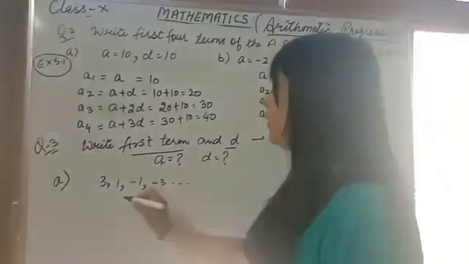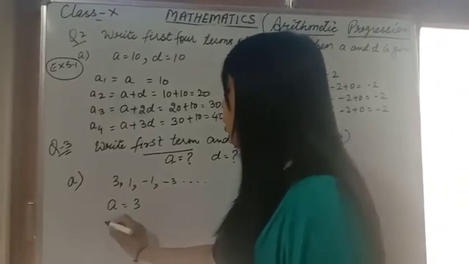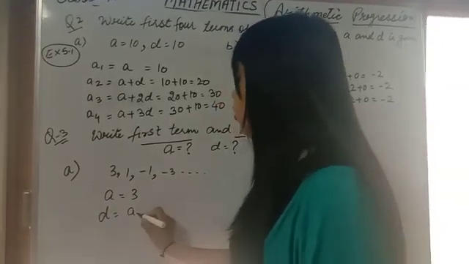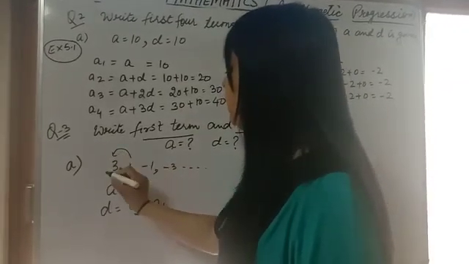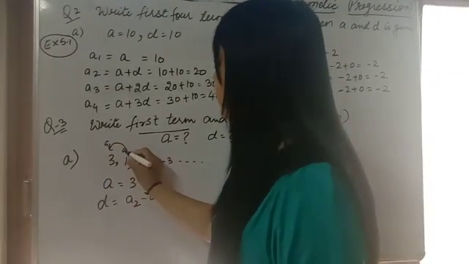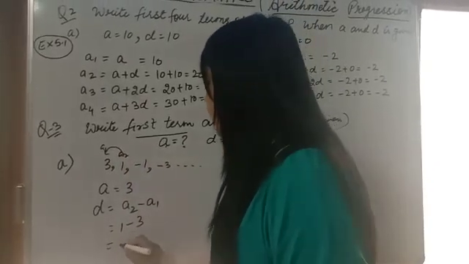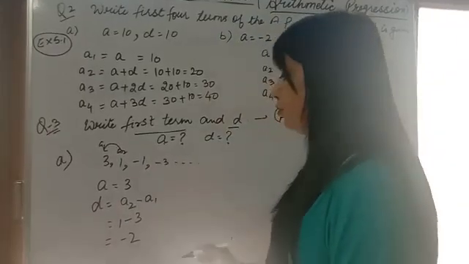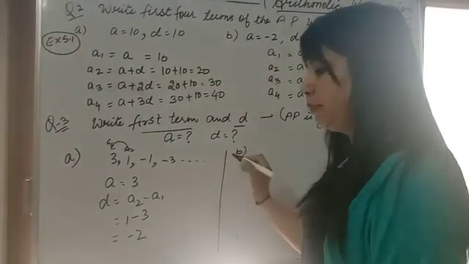So we have to write the first term. This is a1. First term is 3 और d हम कैसे फाइंड आउट करते हैं? a2 minus a1. Okay, this is a2, this is a1. ये a1 है, ये हमारे पास a2 है. फाइंड आउट करिए. 1 minus 3, so d is -2. Clear? Now similarly we can do the next part, b part.